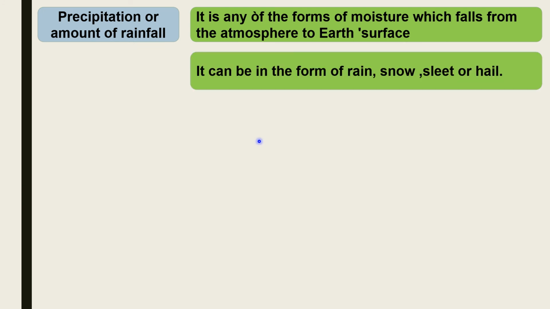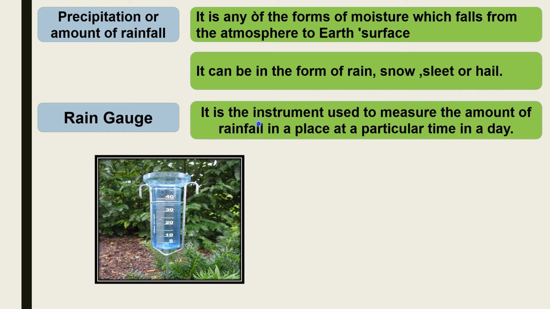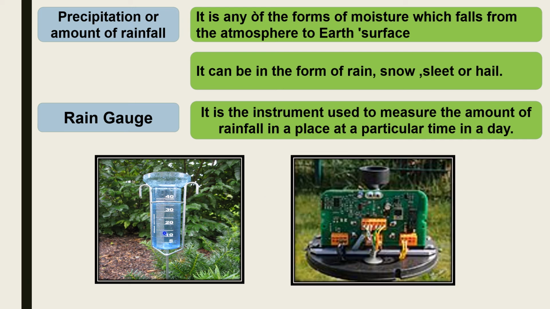The last component is precipitation or amount of rainfall. It is any of the forms of moisture which falls from the atmosphere to Earth's surface. It can be in the form of rain, snow, sleet, or hail. The rain gauge is an instrument used to measure the amount of rainfall in a place at a particular time in a day. This is a manual or traditional rain gauge, and this is the digital form of rain gauge.